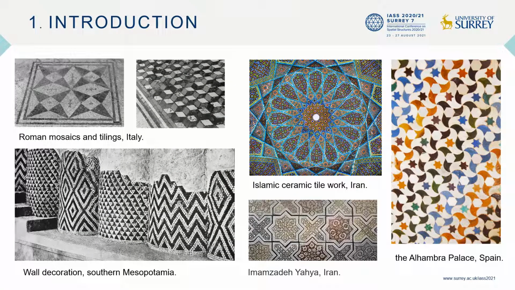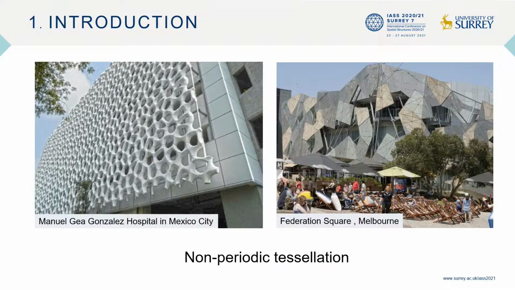Tessellations are found in various times and cultures and are employed in many spheres of life, such as art and architecture. In the past decades, among many tessellation patterns, non-periodic tessellations have gained increased interest due to their interesting assembled forms. Nowadays, non-periodic tessellation inspires many modern architectural designs.